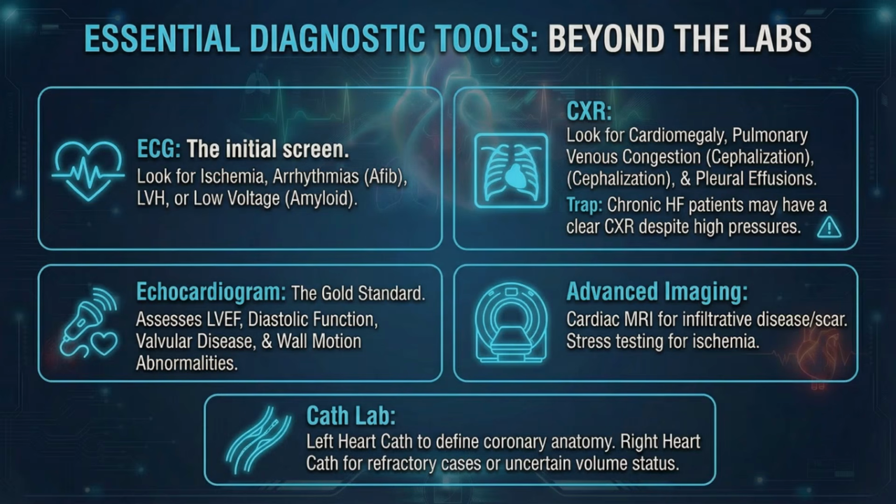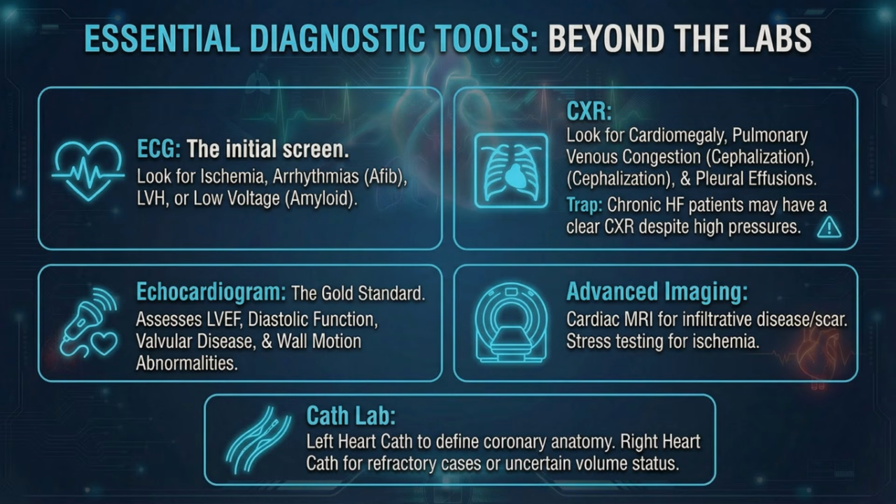Beyond the labs, several diagnostic tools are essential. The ECG is the initial screen. You should look for signs of ischemia, arrhythmias like atrial fibrillation, left ventricular hypertrophy, or low voltage, which might suggest amyloidosis.